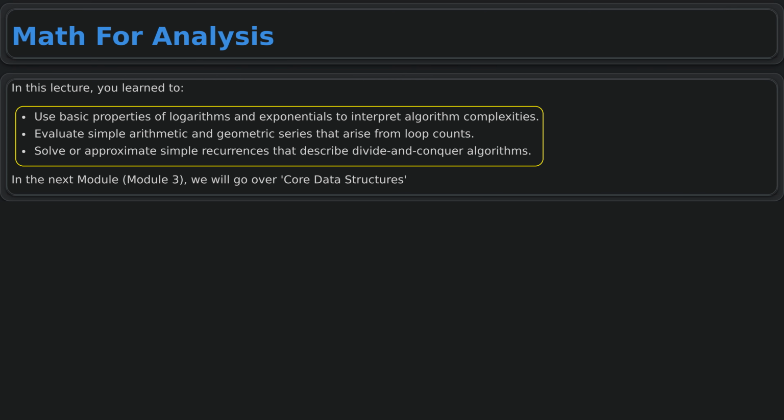In this lecture, you learned to use basic properties of logarithms and exponentials to interpret algorithm complexities, evaluate simple arithmetic and geometric series that arise from loop counts, and solve or approximate simple recurrences that describe divide and conquer algorithms. In the next module, Module 3, we will go over core data structures.